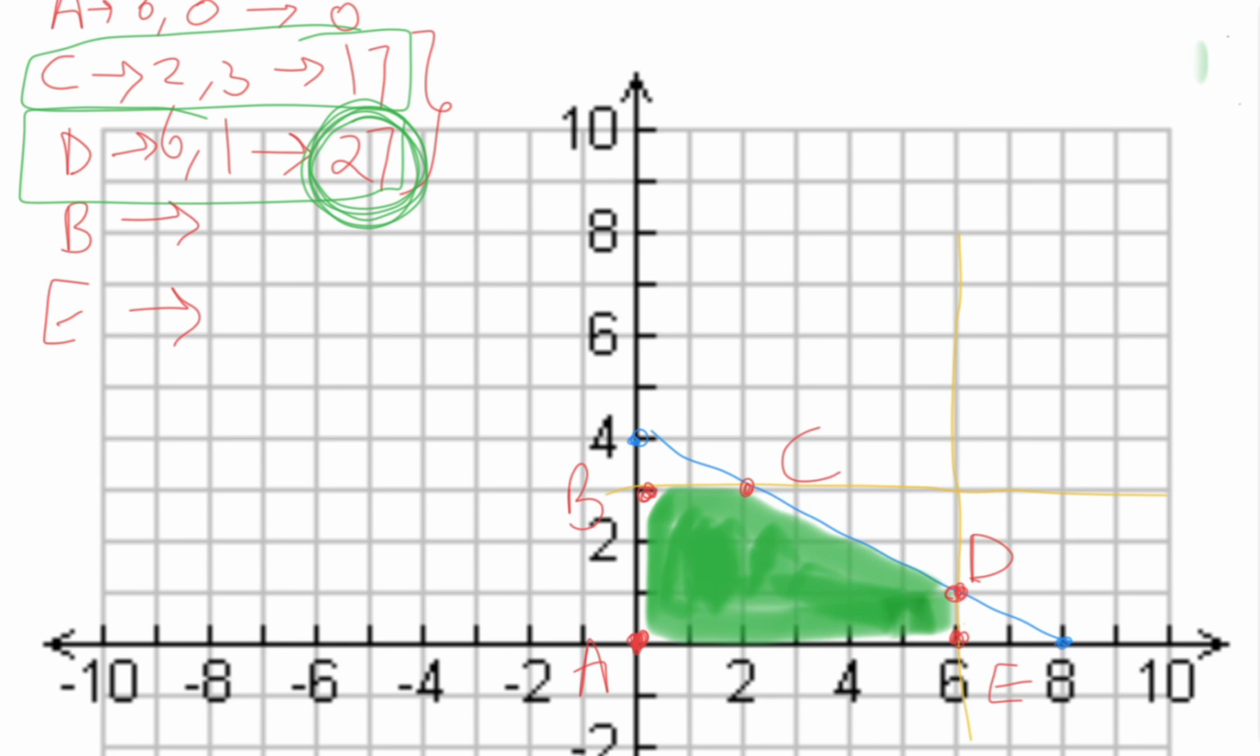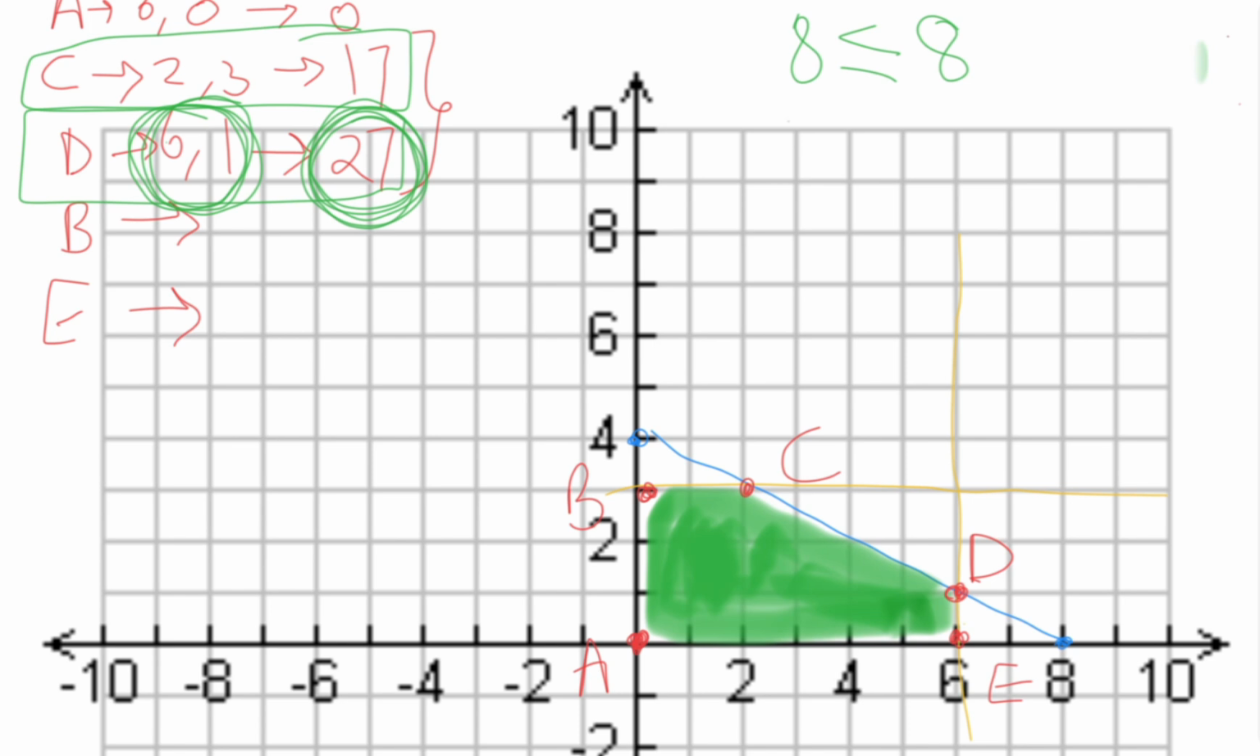For sanity, we can see if the other conditions are satisfied at 6, 1 or not. So the first condition was 2x2 plus x1 is less than equal to 8. So if we do 2 into x2, that is 2 into 1, 2, and 6 into 1, 6, that comes out to be 8, and 8 is less than equal to 8. So our first condition is satisfied.